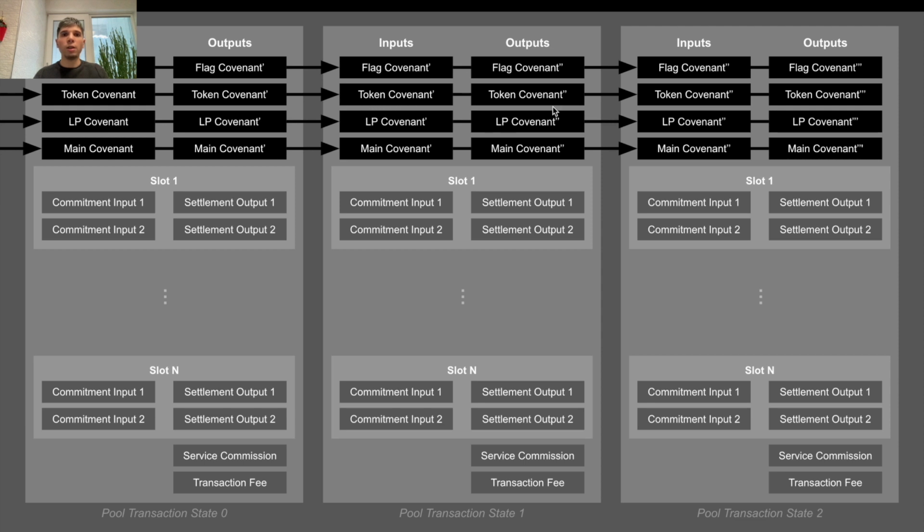The second covenant is the token covenant that carries token liquidity as a pair to LBTC liquidity. The third covenant is the LP covenant that carries LP tokens, in fact a pre-mined set of LP tokens possessed by the liquidity pool. And the fourth covenant is the main covenant that carries LBTC liquidity as a pair to token liquidity. The main covenant is the main smart contract that enforces all the rules and constraints on how you can make interactions and so forth.